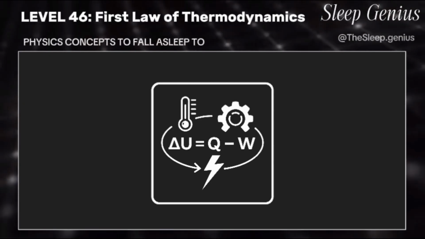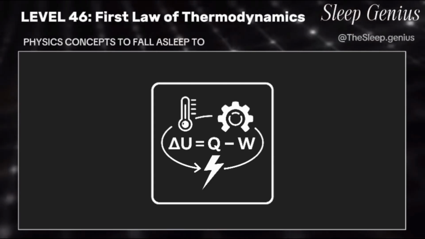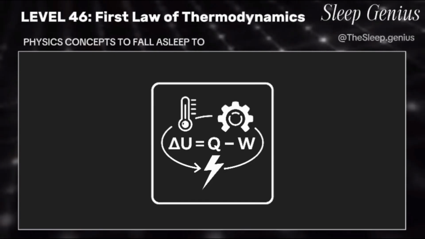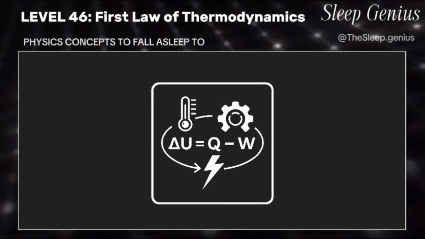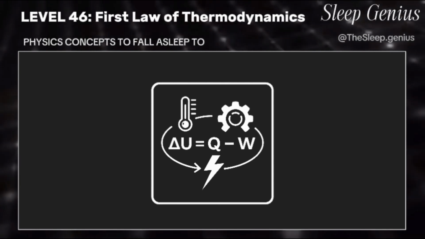The law shows that energy always stays balanced. Heat entering a system raises energy, while heat leaving lowers it. Work done by the system uses energy, and work done on the system adds energy. Internal energy depends on temperature, motion of particles, and interactions between them.